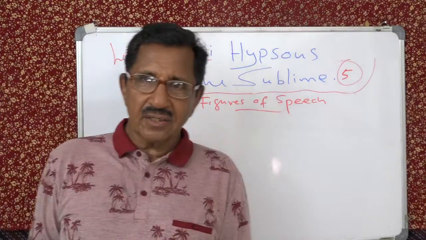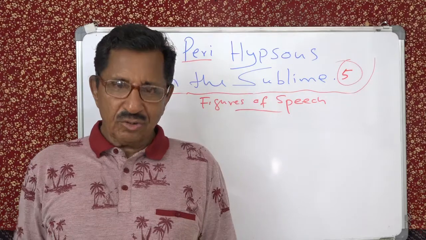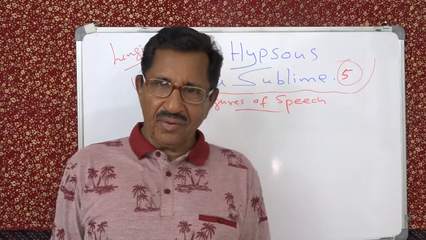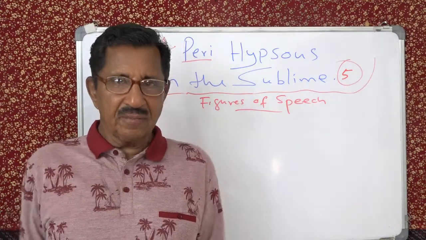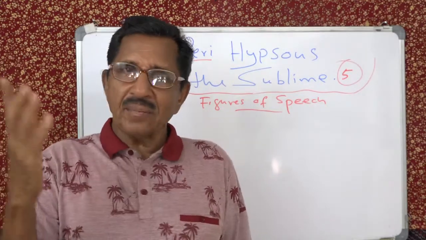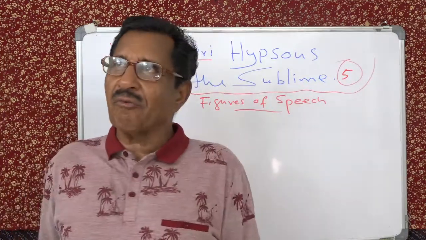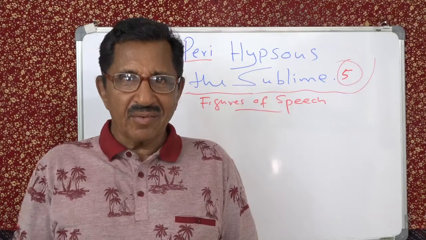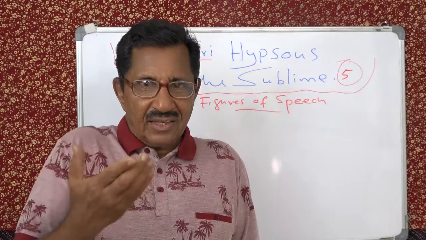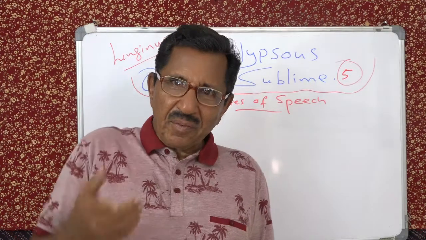About figures of speech, Longinus says that don't use them for the sake of using them. They should not protrude from the main part of the story or the poem, whatever you are doing. Like the blazing sun: when the blazing sun appears, all the dim lights fade away. Like that, in the pervading splendor of the sublime, these things should simply fade away. In other words, the reader should not become conscious of them.